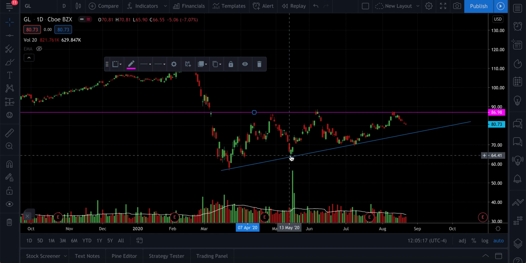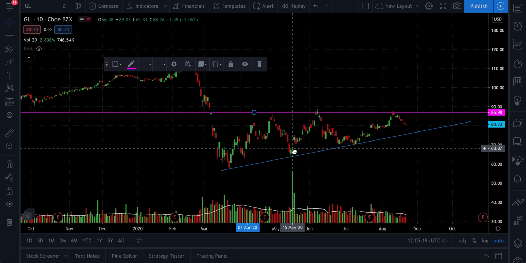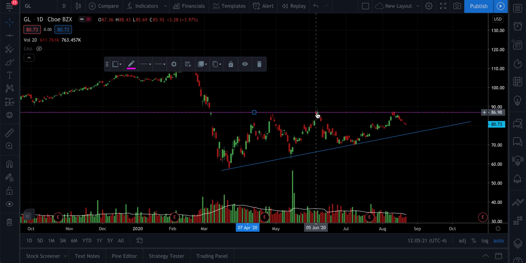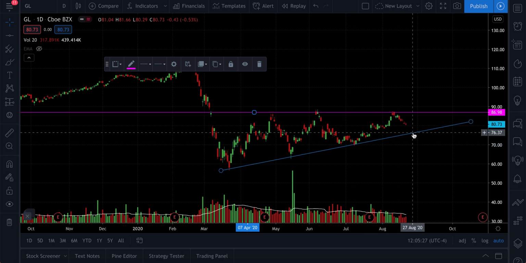So this is acting as a support, so you literally can enter at 68 and get into 86. That's 20 points, and then again it bounced back, right? So I don't know if it's going to do exactly that, but it looks like if it goes around 76, 77, that's a good point too.